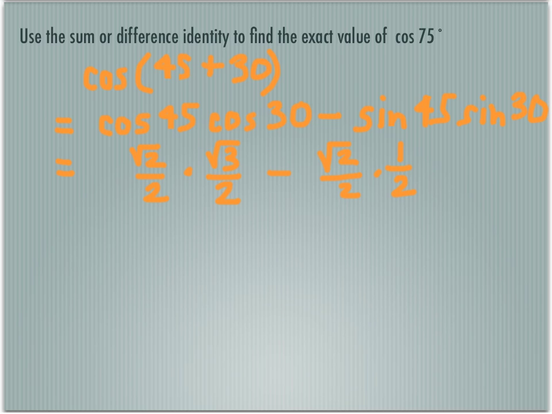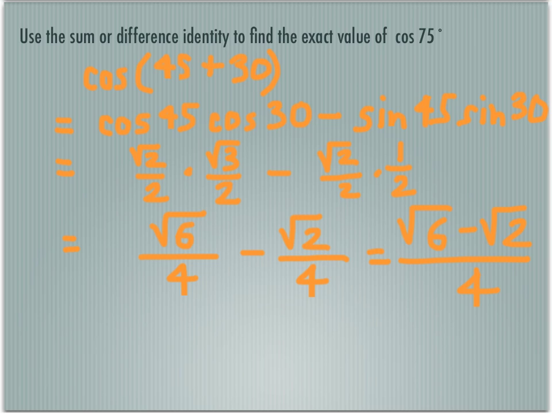I can do a little bit of multiplying here with those two terms, and sure enough my answer ends up to be the square root of 6, I can multiply those numbers together underneath the square root, over 4 minus the square root of 2 over 4. And if you want to be really fancy you can just write it as the square root of 6 minus the square root of 2, all of that over 4.